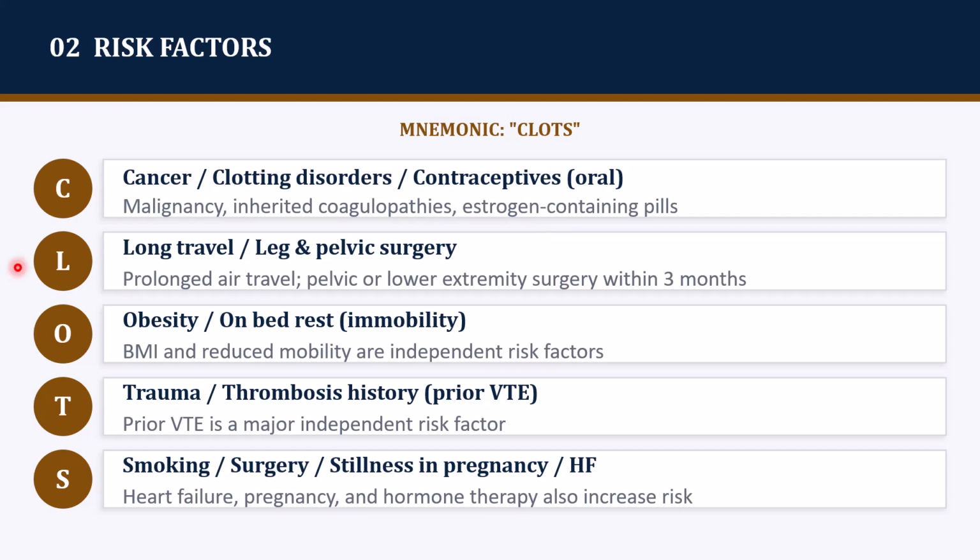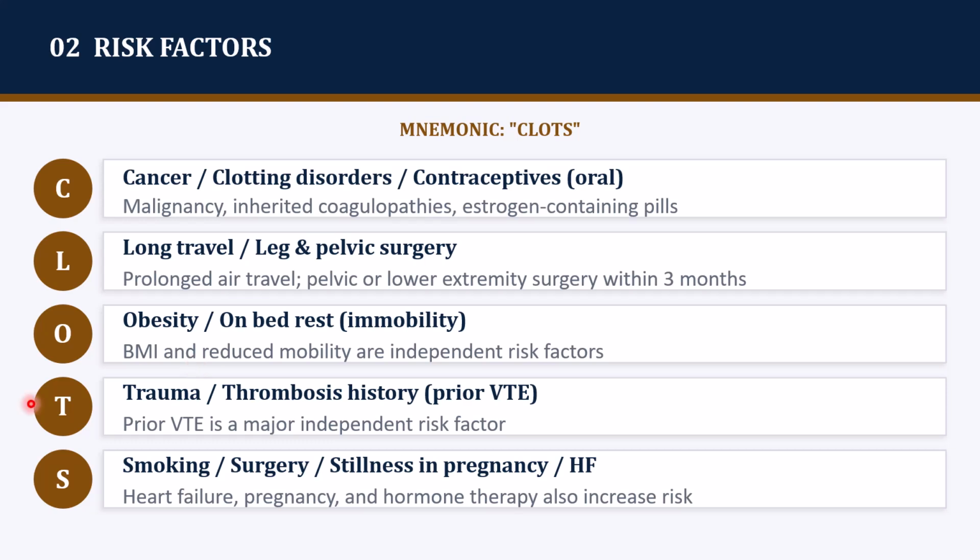L is for long travel and leg or pelvic surgery. Prolonged air travel causes venous stasis. The blood just sits there and can clot. Surgery, especially pelvic and lower extremity surgery, is a major risk factor. If surgery happened within the last 3 months, that's significant. O is for obesity and immobility. Being on bed rest, both of these independently increase the risk. Obesity adds pressure on pelvic veins. Immobility allows blood to pool and stagnate.